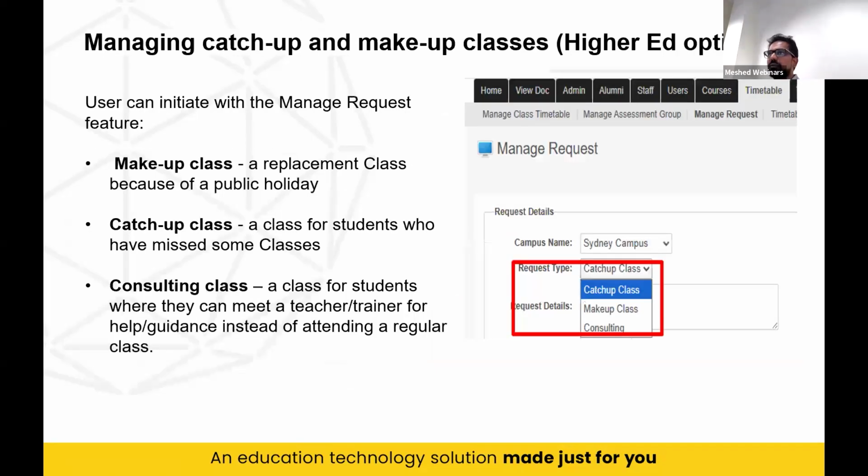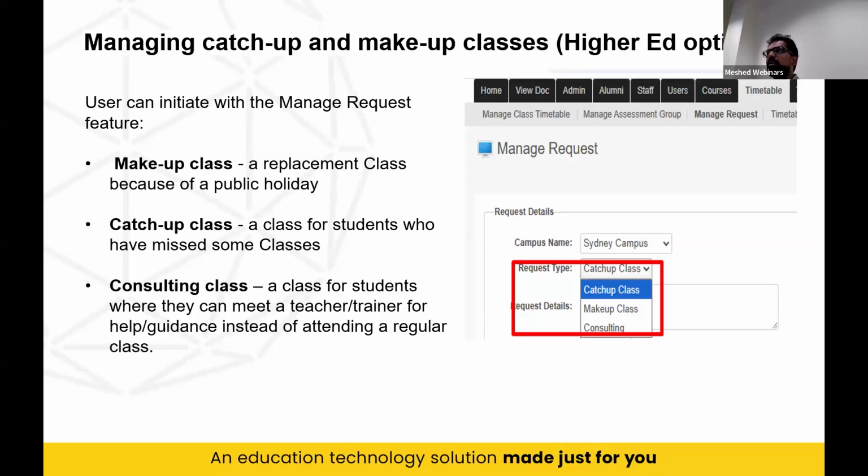Okay. So for the higher ed, as I said, this is not there in the RTOM manager platform. For the higher ed, we have an additional feature. Under the timetable, you can also schedule the catch-up or makeup classes in the system. So what does the makeup class mean?